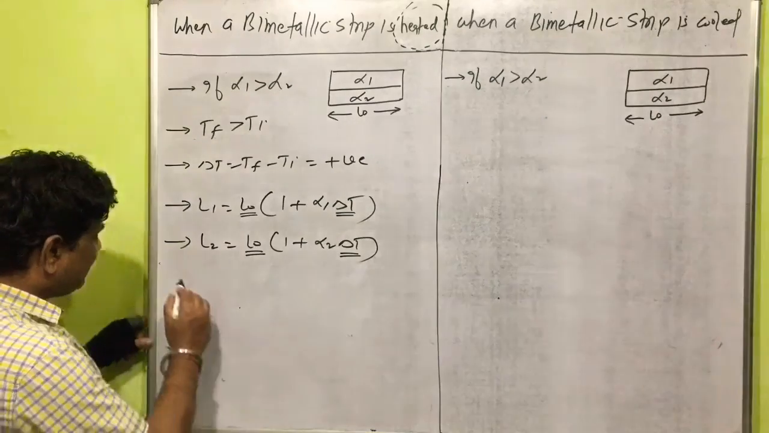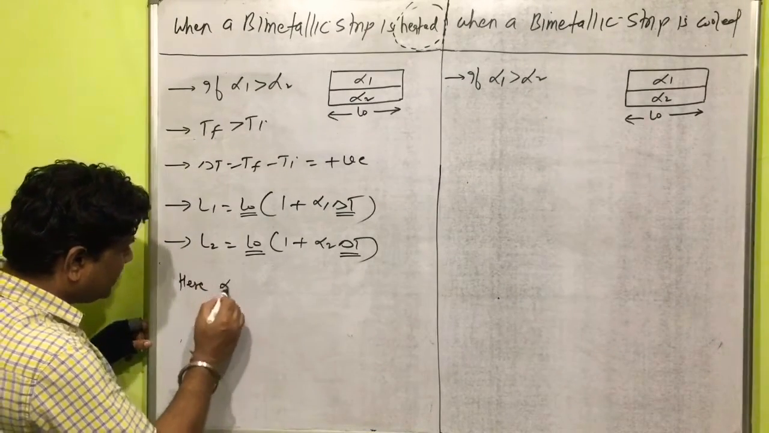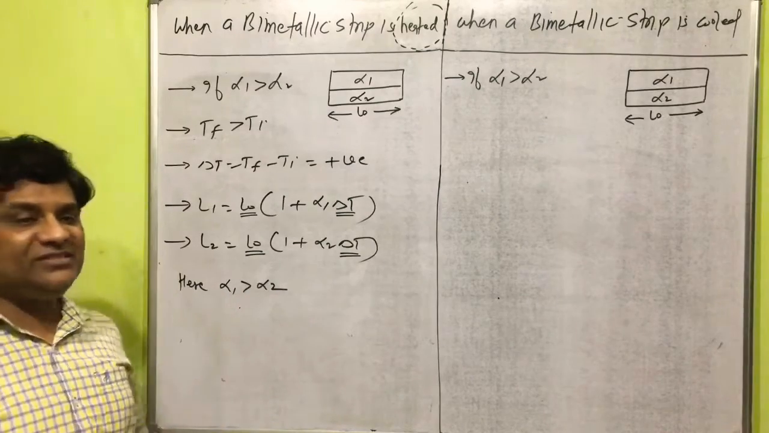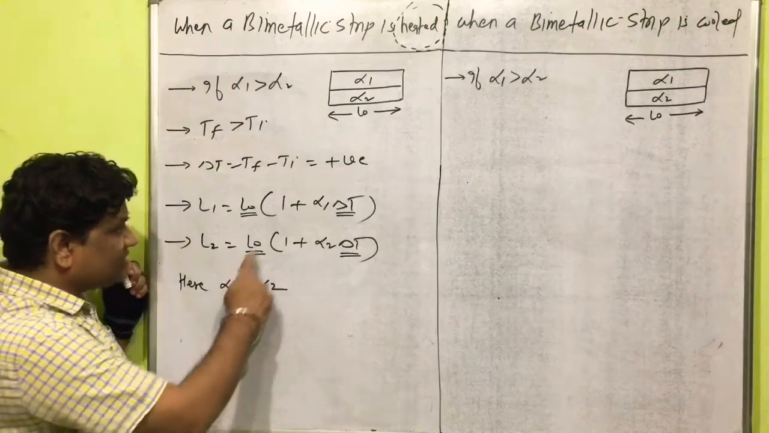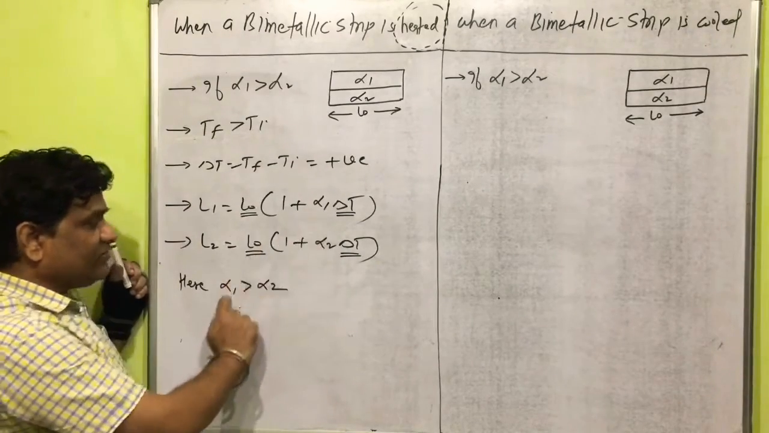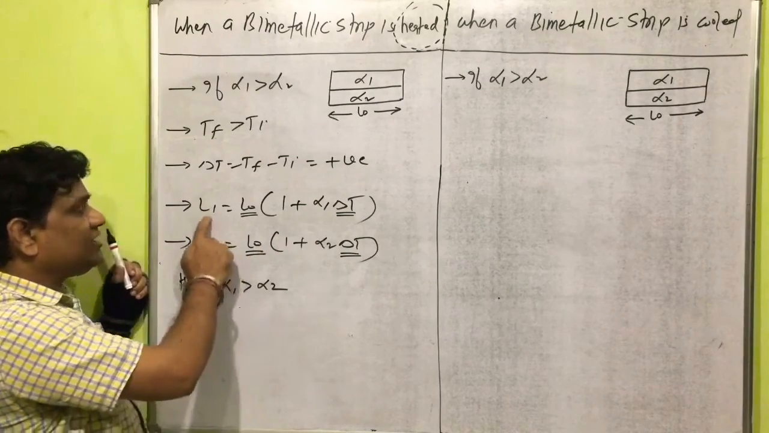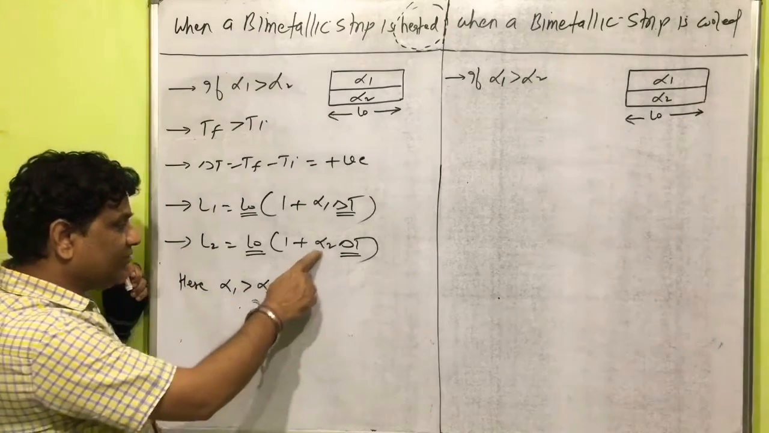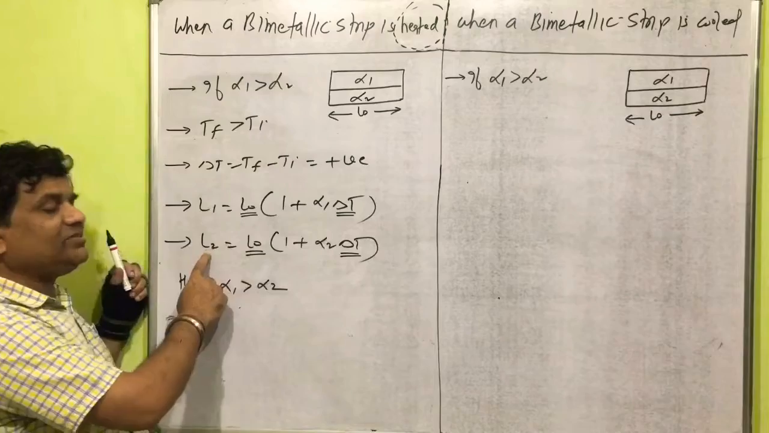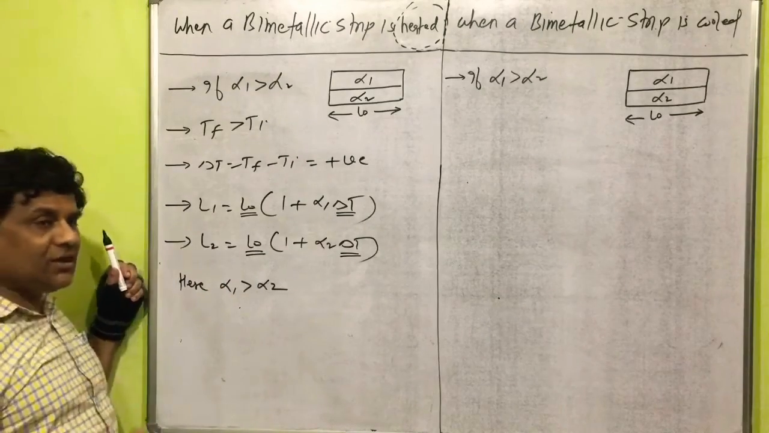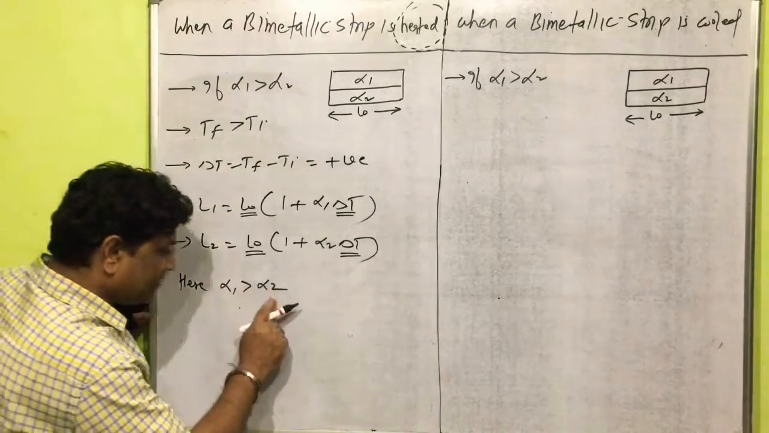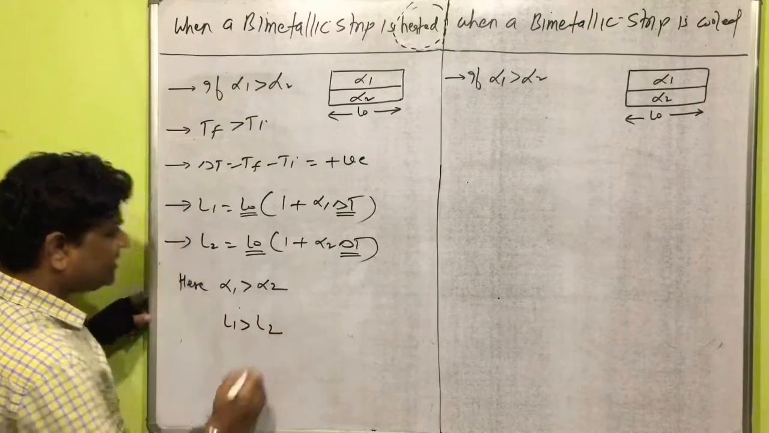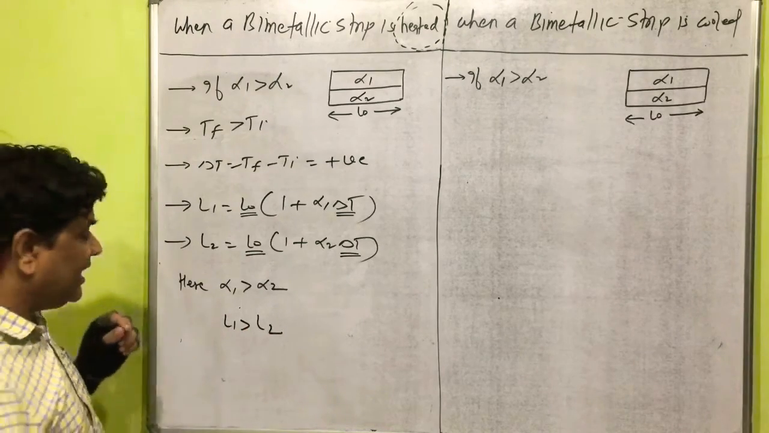Now here alpha 1 is greater than alpha 2. What does it mean? Higher the value of alpha 1, higher will be the length L1. Lower the value of alpha 2, lower will be the length L2. So alpha 1 greater than alpha 2 is proving that L1 is greater than L2.